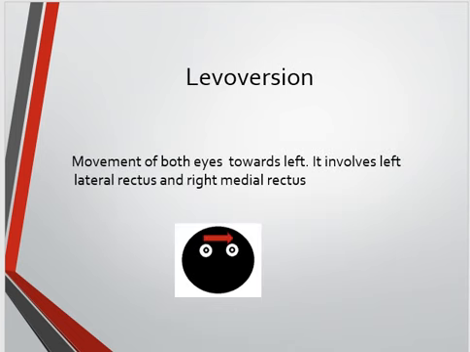Levoversion, that is the movement of both the eyes towards the left. So which are the muscles which are involved in it? The left eye is moving to the outer corner, so it is left abduction, hence it is left lateral rectus. And the right eye is moving towards the medial side, that is towards the nose, so it is right adduction, and the muscle responsible is right medial rectus.